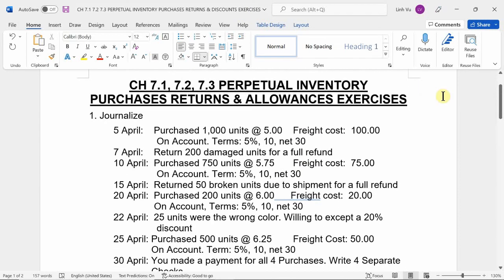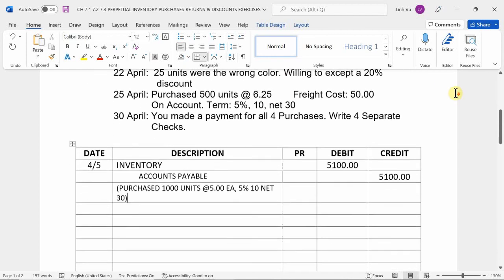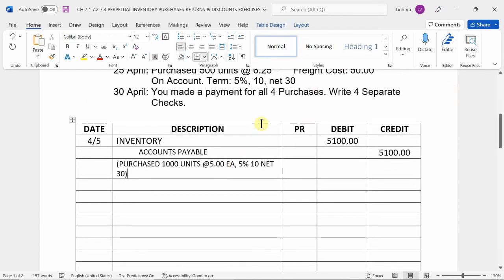So then on April 7, I end up returning 200 defective units for a full refund. April 7, I end up returning 200 damaged units for a full refund. So how would I journalize that?